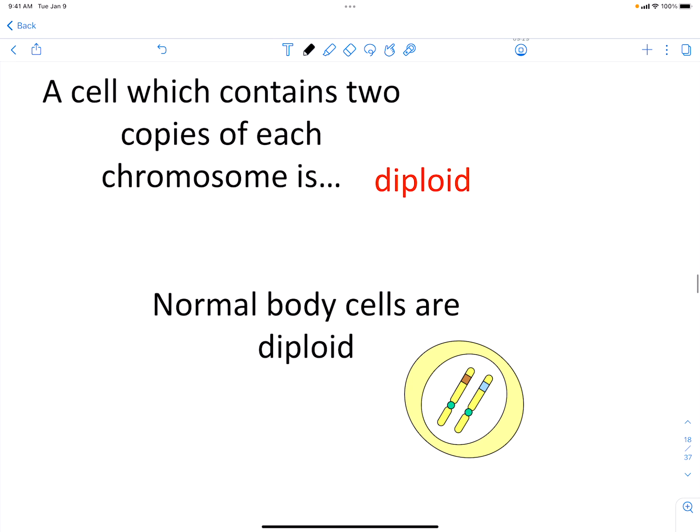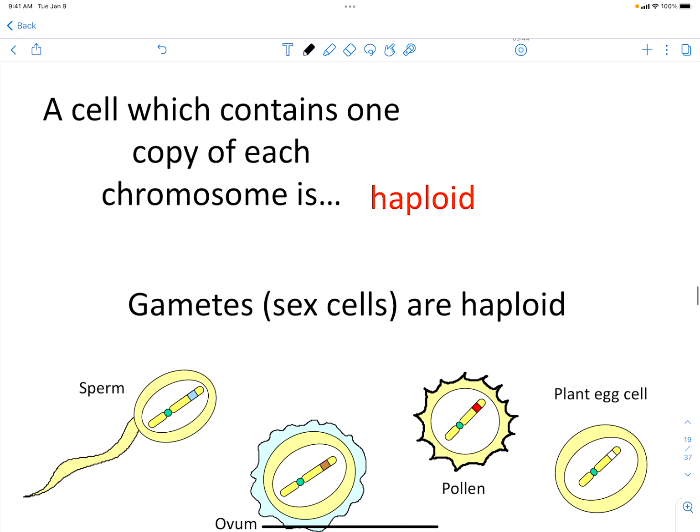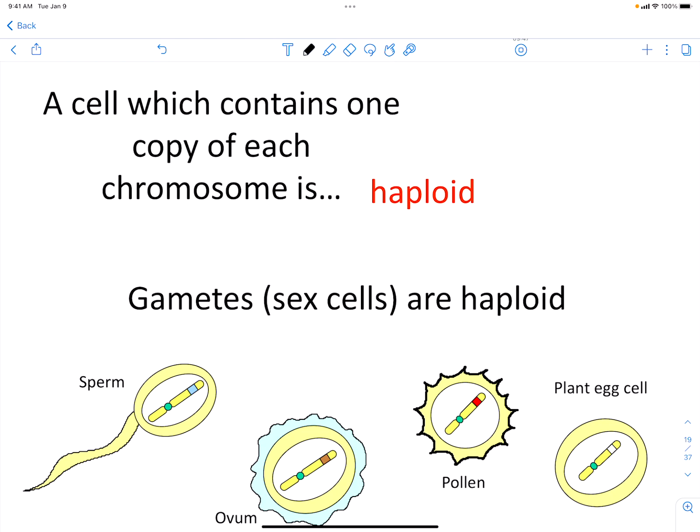Now, a cell which contains two copies of each chromosome is called a diploid, and all the cells in our body are going to be diploid, except for our germline cells, sperm and eggs. They're going to contain two chromosomes, one maternal and one paternal. A cell which contains one copy is haploid, and these are sex cells. These are all going to be haploid: sperm, eggs, pollen, plant egg cells, etc.